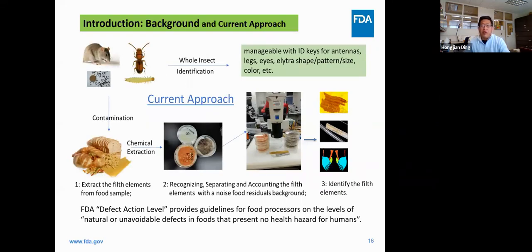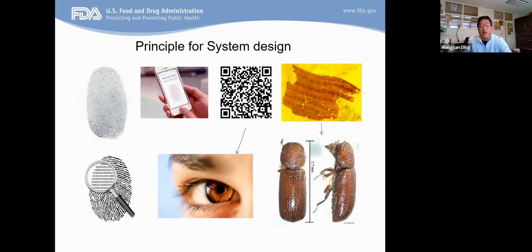So far we know, as a filth analyst or entomologist in FDA, we extract the filth elements, we recognize, separate, and count the filth elements. And the next part, we need to identify that. So we use the chitin probe. We can recognize, separate, and count it, but how do we identify the insect fragment? So for the next step, I will be talking about this part.